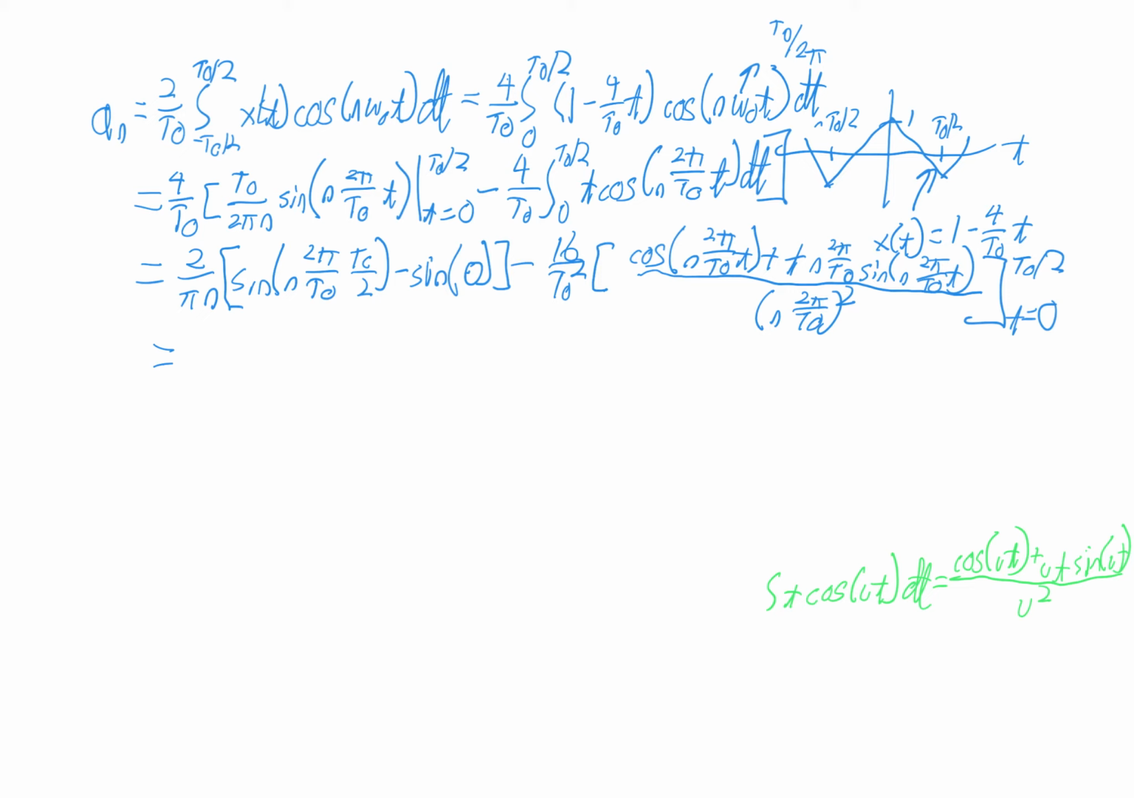So now we'll simplify the expression working from the left. This first one, we cancel out the 2, we cancel out the t0, and we have sine of n pi, and then minus sine of 0, which is 0. And there'll be a few more simplifications coming soon.